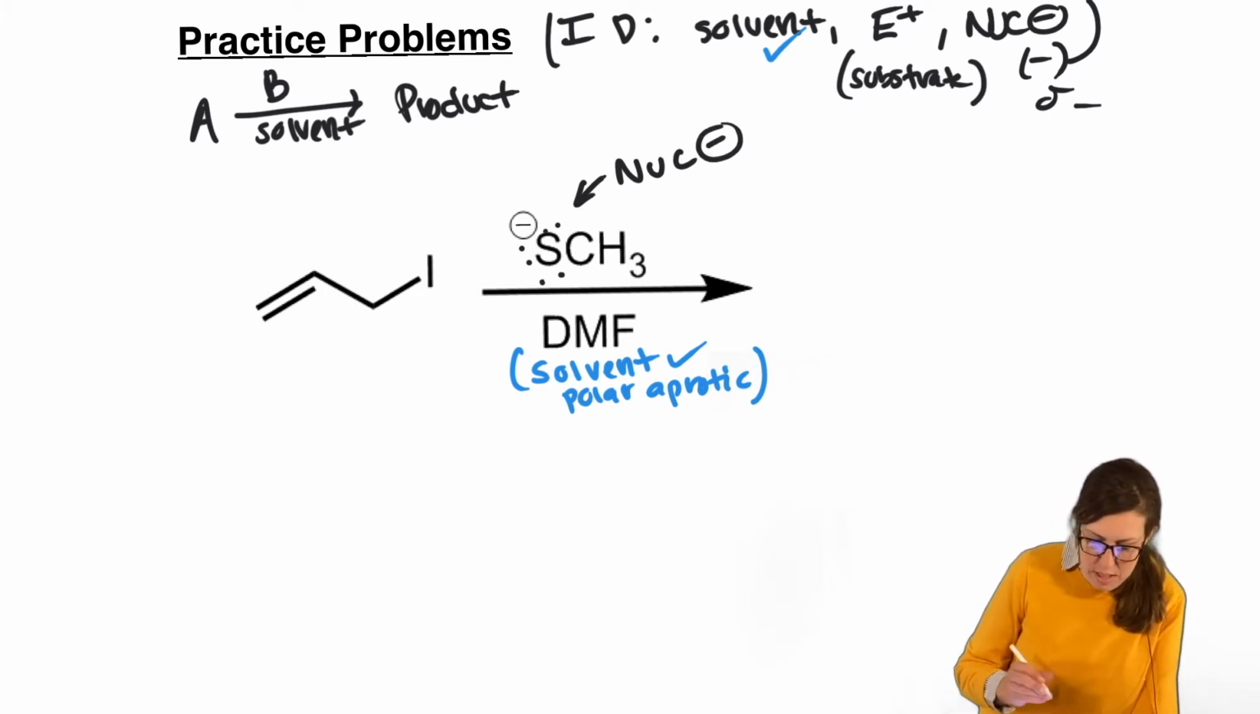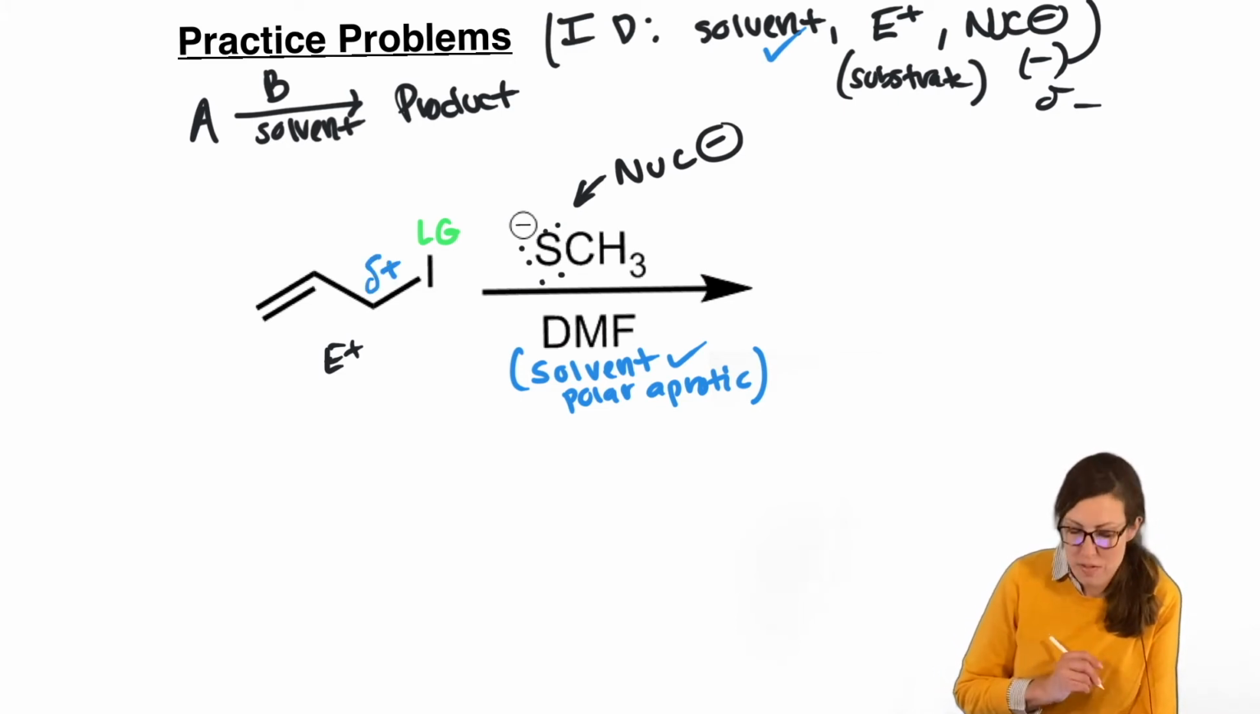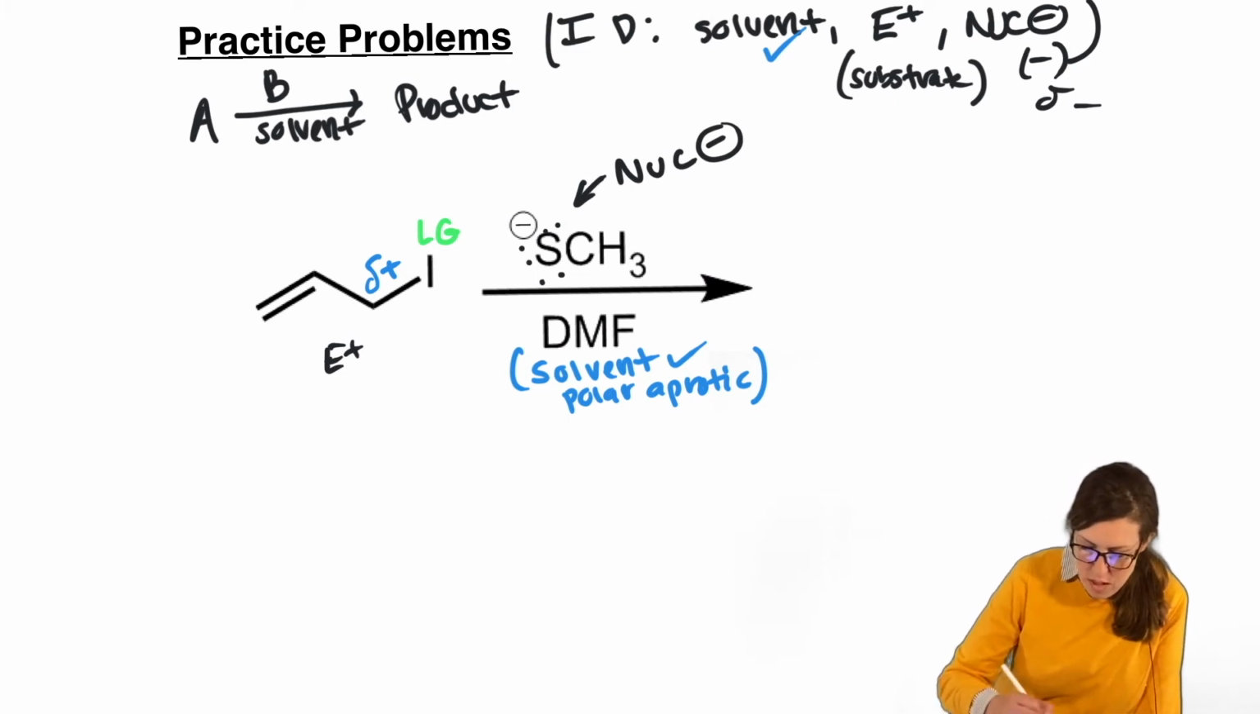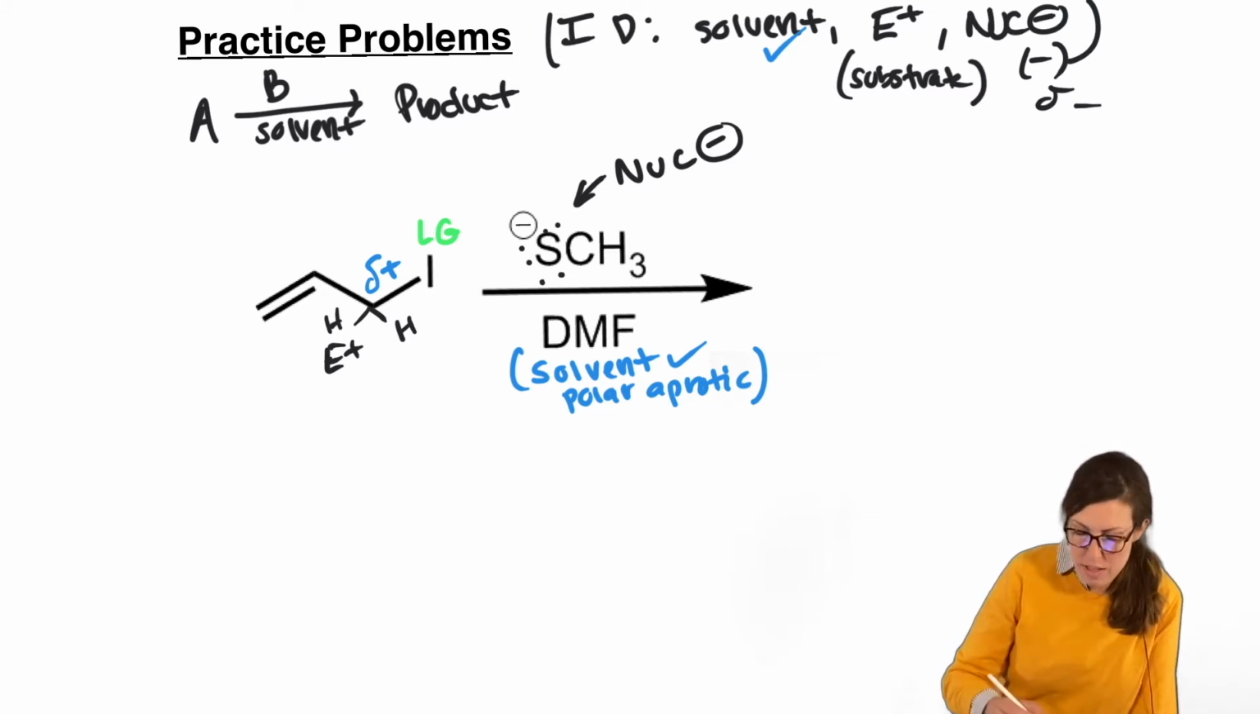Okay, so that means this must be our substrate. Where's our leaving group? Find the leaving group. Iodide. That means this is our electrophile. The carbon attached to it is the one that gets attacked. What's the nature of that carbon electrophile? Draw on your H's if you need to. Okay, it has only one carbon attached to it. So it is a primary substrate.